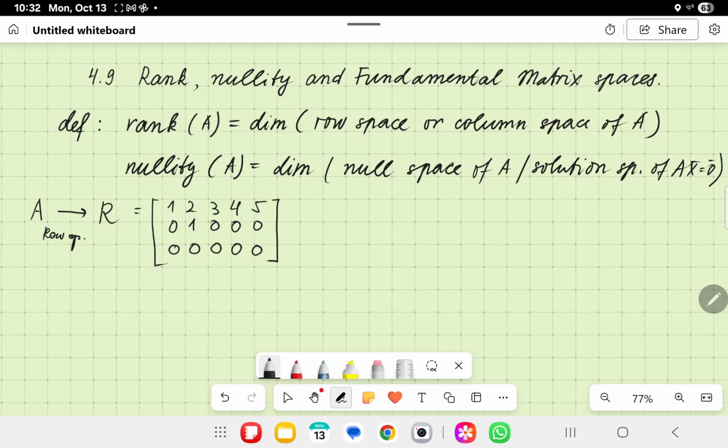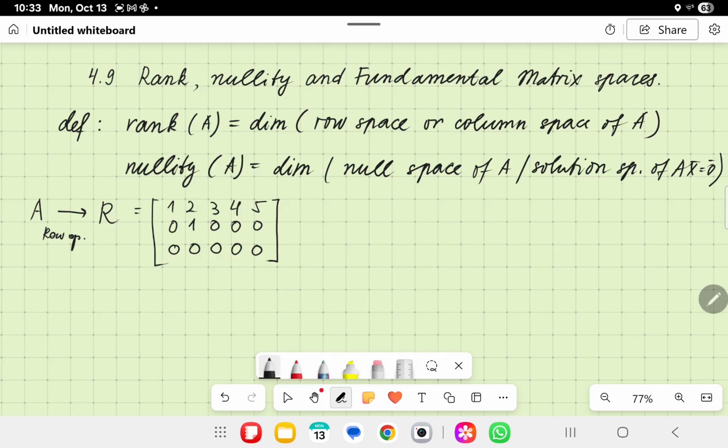The definition tells that the rank of matrix A is equal to the dimension of the row space or column space. We are going to show that the row space and column space have the same dimension. Remember, dimension is the number of vectors in the basis, right? So the row space is going to have a basis, and the number of vectors in that basis is going to be called the dimension of that row space, and we are also going to call this dimension by a special word, rank of matrix A. So basically, the dimension of the row space is going to be called the rank of matrix A.